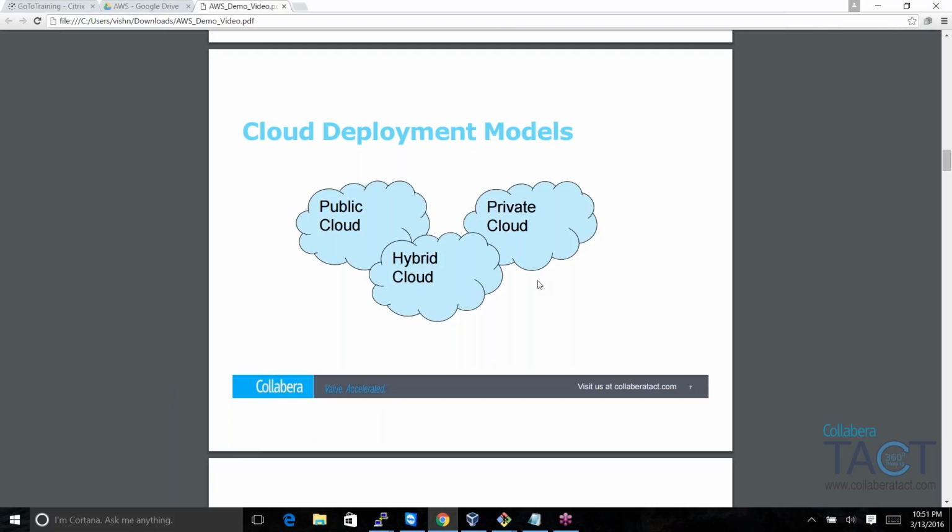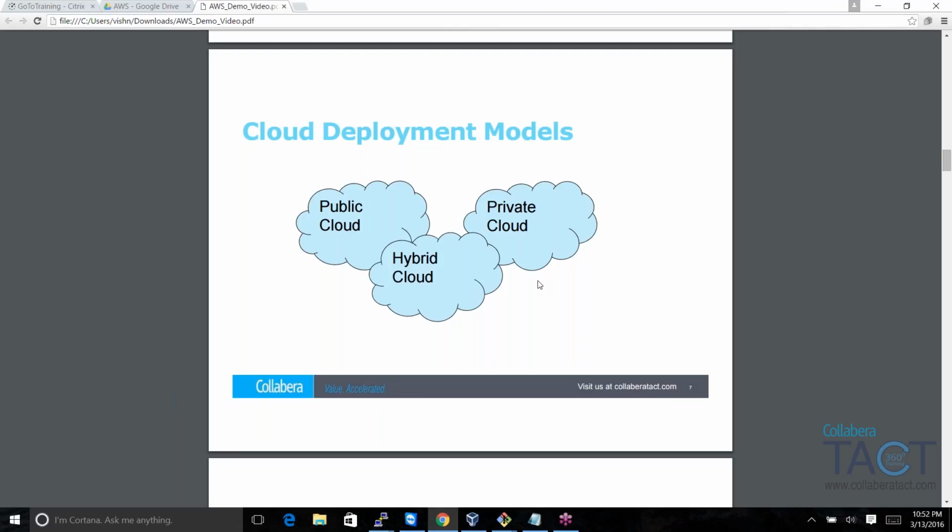Right, so let's go forward. You would have heard people talking about public cloud, private cloud, and hybrid cloud. You keep hearing these terms. People talk about having a public cloud or a private cloud environment. So what does it mean by a public cloud? What does it mean by a private cloud? What does it mean by a hybrid cloud?